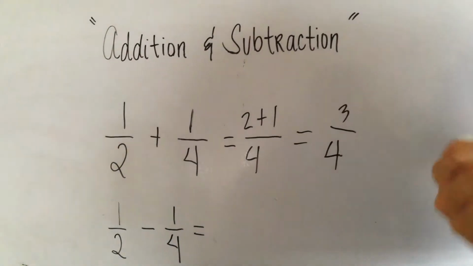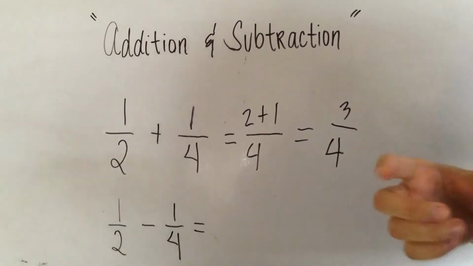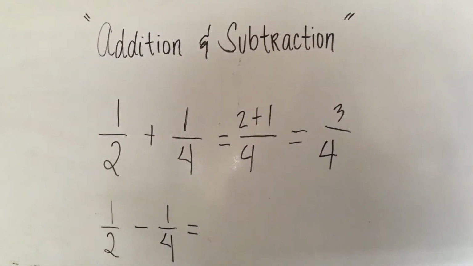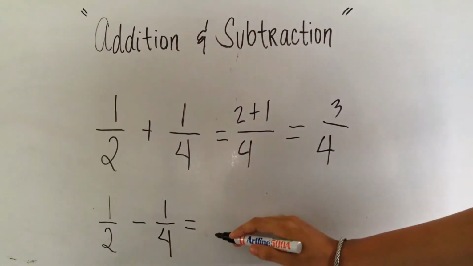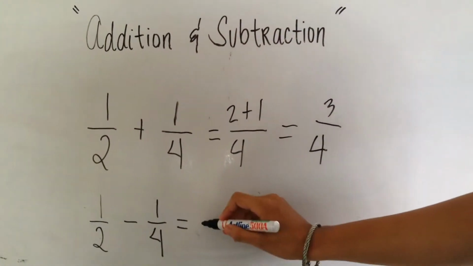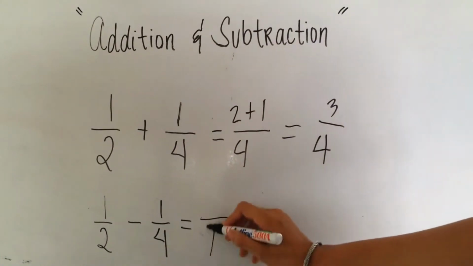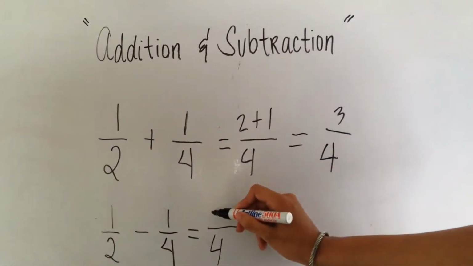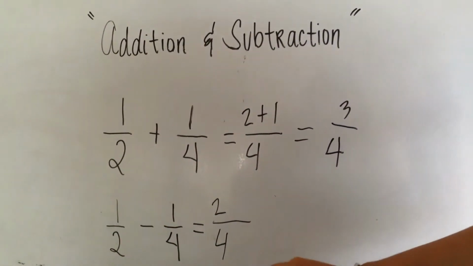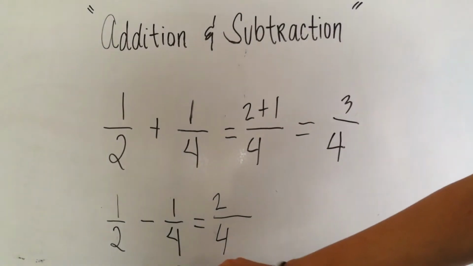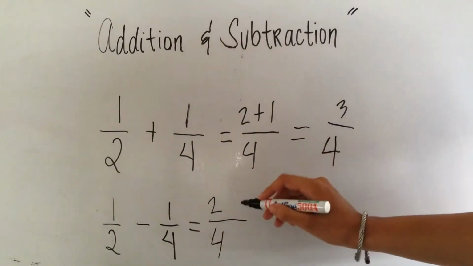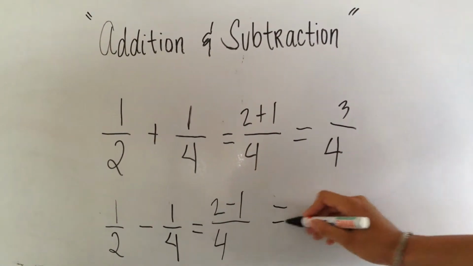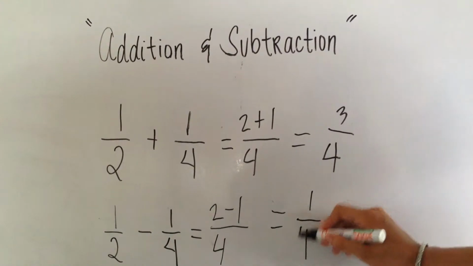While in subtracting fractions with different denominators, we're going to use the same method, except the operation we're going to use is subtraction. So, 1/2 minus 1/4, you must get the LCD first. So, the LCD of this is 4. 4 divided by 2 is equal to 2, times 1 is equal to 2. Next, 4 divided by 4 is equal to 1, times 1 is equal to 1. So, 2 minus 1 is equal to 1/4. So, the answer is 1/4.